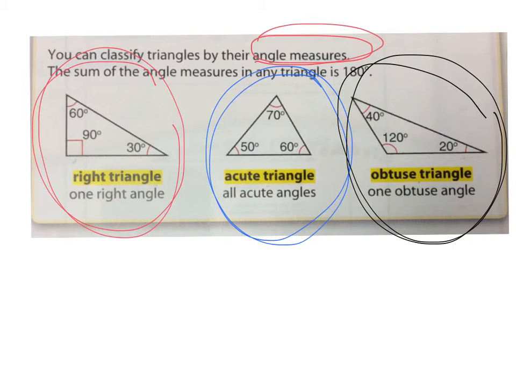What is an obtuse angle? An obtuse angle needs to be greater than how much? 90 degrees. An obtuse angle needs to be greater than 90 degrees. So is it possible for a triangle to have more than 1 obtuse angle? Why not? Christian? Well, if a right triangle can't have more than one right angle, an obtuse angle is more than 90 degrees, so it's obviously not.